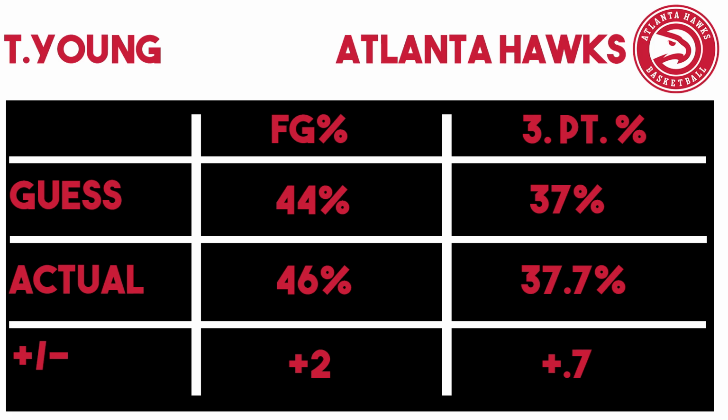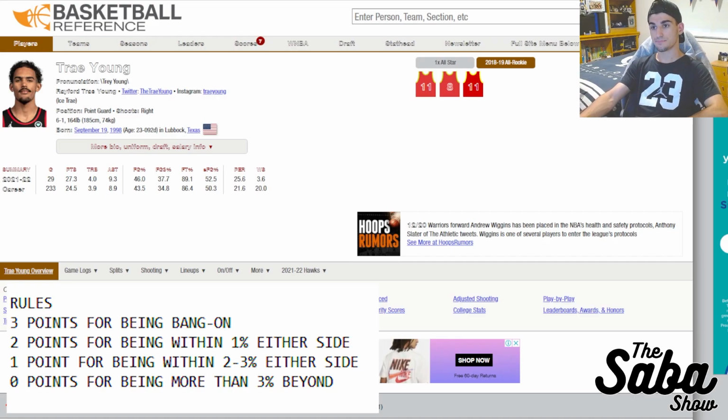We're within 3, so we pick up a point in the field goal. And we're within 1 on the 3-point percentage. So we will take the 2 points. So 3 from that. PJ Washington for Charlotte.